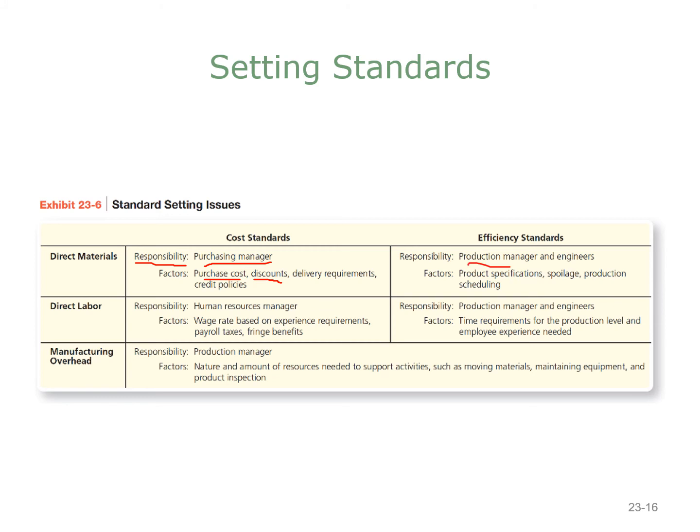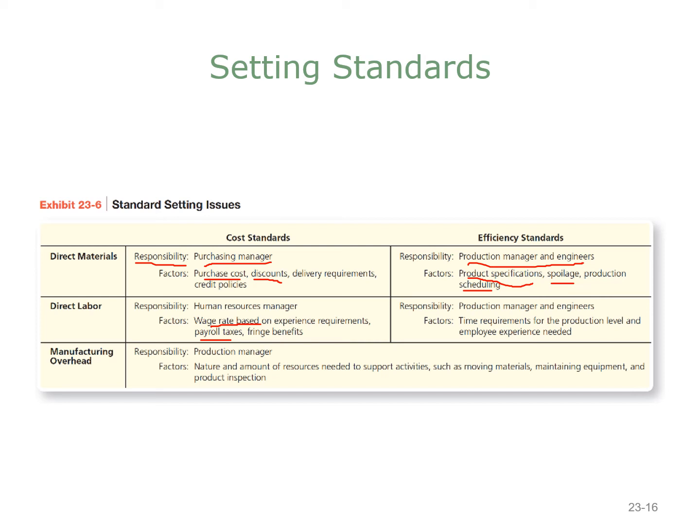What are the efficiency standards? Responsibility, like the production manager and engineer. Product specifications, spoilage, production. This is efficiency. We are looking here for the cost standards. The same in the direct labor. We have human resource manager, wage rate, experience required, payroll taxes, fringe benefits. Efficiency standards, like the production manager. We have time requirements, production levels, and employee experience needed.